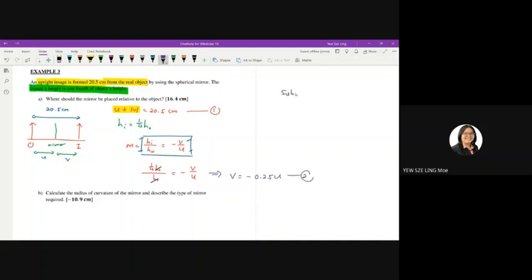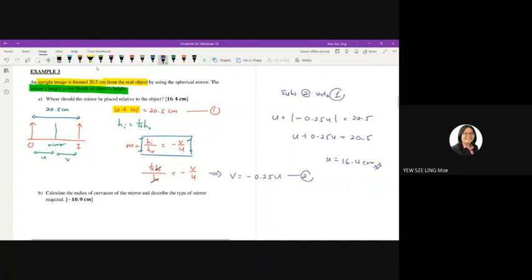So now sub equation 2 into 1. U plus modulus negative 0.25 U equals 20.5 cm. So U plus 0.25 U equals 20.5. So my U is equal to 16.4 cm. So that is how you solve it.